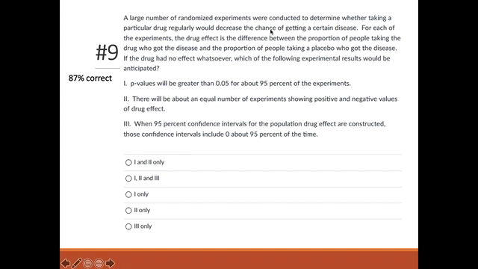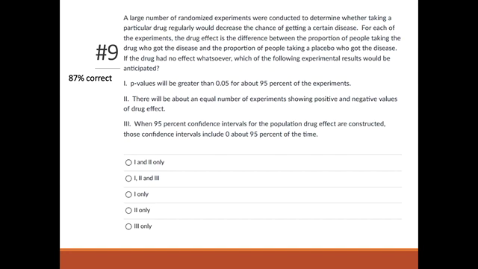So that's going to be about proportions. For each of the experiments, the drug effect is the difference between the proportion of people taking the drug who got the disease and the proportion of people taking the placebo who got the disease. Those proportions will be the same if the drug has no effect whatsoever. And we're assuming that that's the case. We're assuming essentially that the null hypothesis is true. And then in all of these experiments, the truth that we were hoping to detect was that there's no difference between the drug treatment and the placebo treatment.